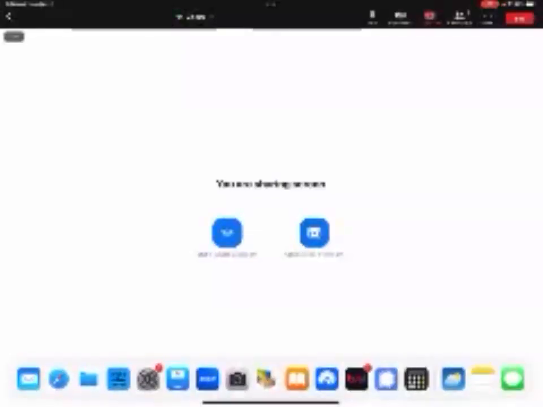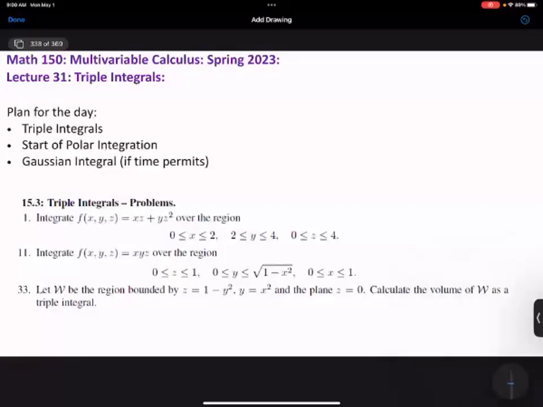Okay. So welcome to Math 150, Lecture 31, Triple Integrals. So what I want to do today is talk a little bit about how we do triple integrals. In a sense, it's basically going to be the same as double integrals, which is for the most part the same as single integrals. You just keep doing what you know. The difficulty is setting up the bounds of integration.